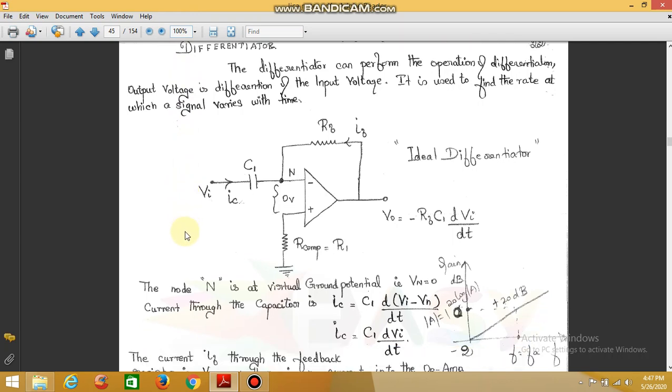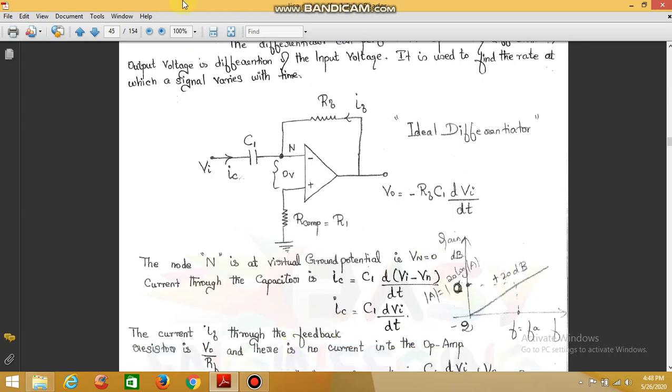The current passing through the capacitor is IC, and IC is equal to C1 d(Vi minus Vn) by dt, and this Vn is equal to 0. So you will get IC is equal to C1 dVi by dt. And now we are going to calculate the current IF.